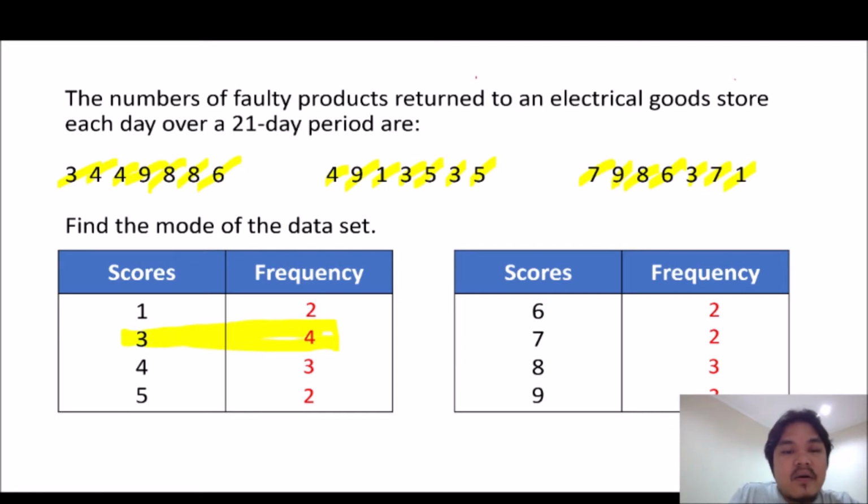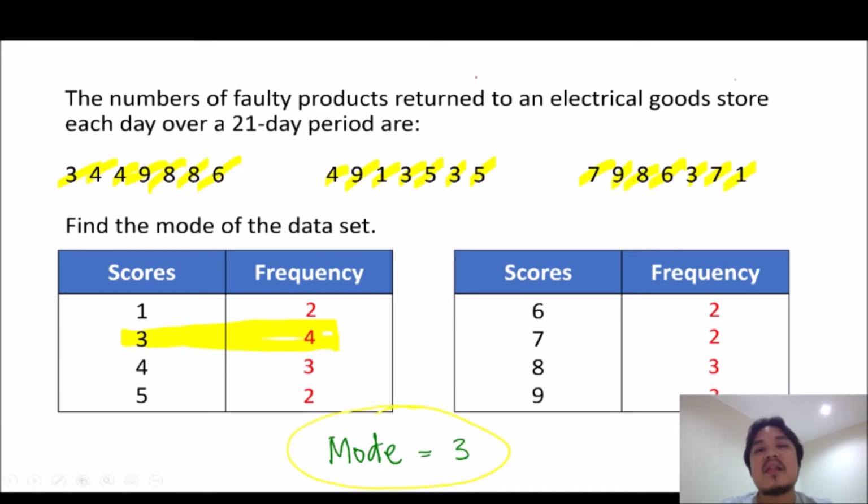Okay, so we can say that the mode is 3. So that's how you calculate the mode. You just need to look for the score with the highest frequency.